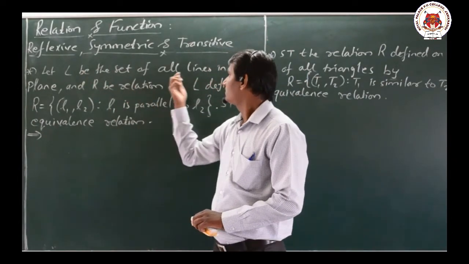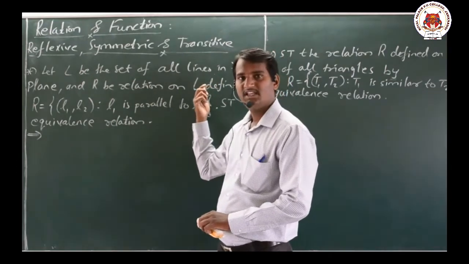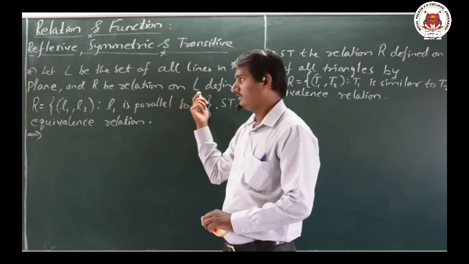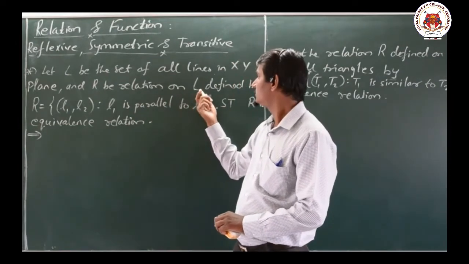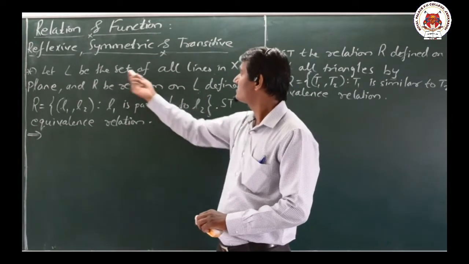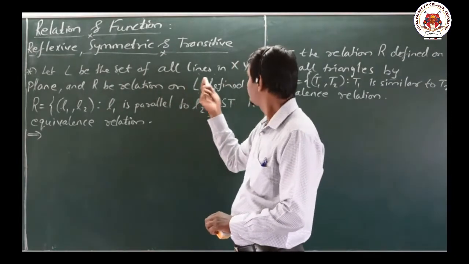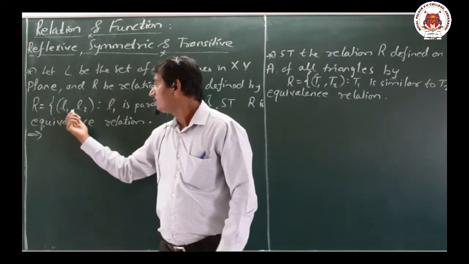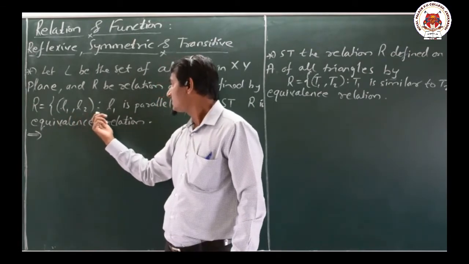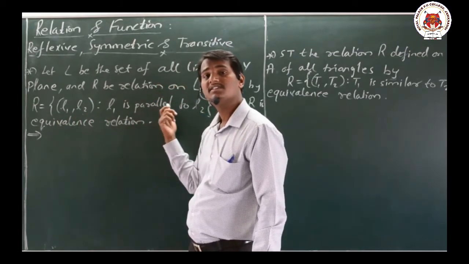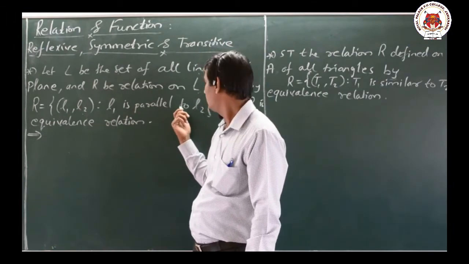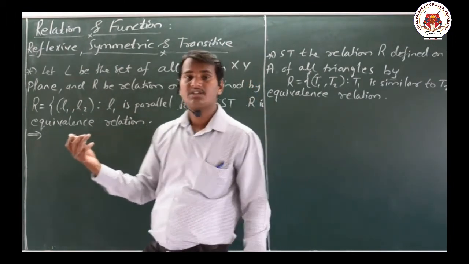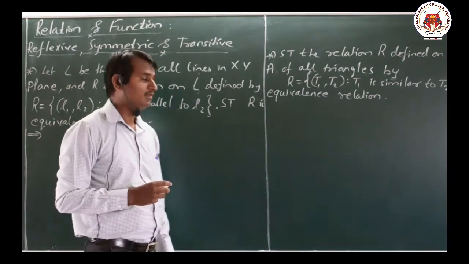Let L be the set of all lines in the xy plane, and R be the relation on L, where L means the set of all lines in the xy plane. It is defined by R equal to {(L1, L2) such that L1 is parallel to L2}. Show that R is a reflexive relation.